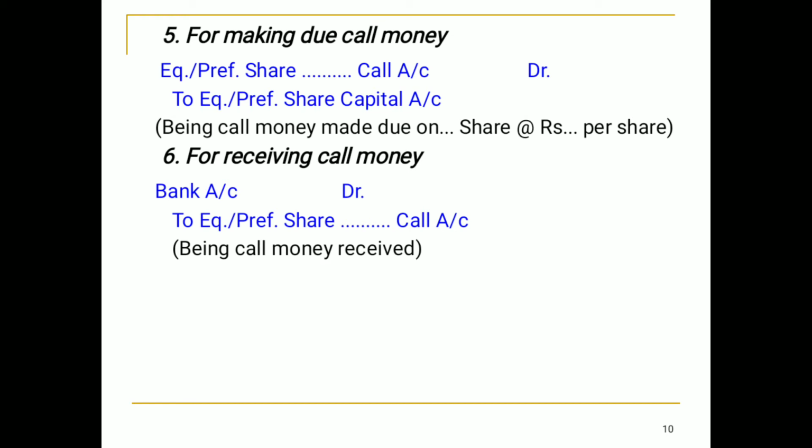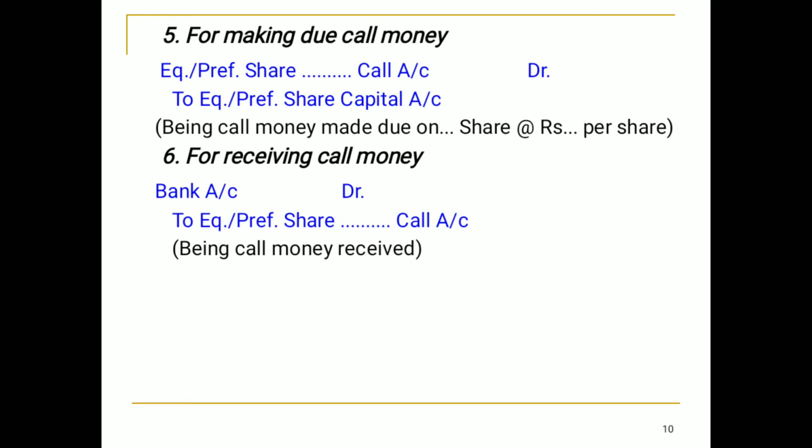So then for receiving call money, the fifth journal entry is about when you call for money from the shareholders. Now the journal entry is for receiving call money. Of course, whenever you receive any amount, bank account is debited and the amount is of call, hence call has been credited. Alright, these journal entries remain the same for both the calls. You just need to replace it with first call or second call.